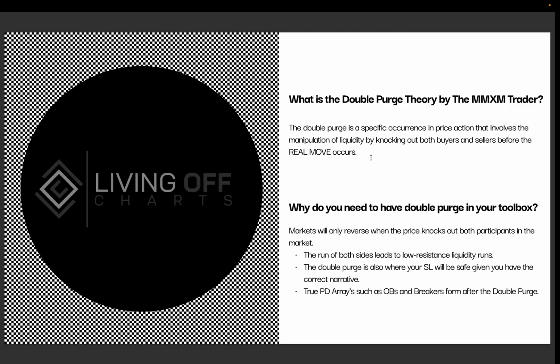Now, just take this statement in and think on it for yourself, how important this is. Why do you need to have the double purge in your toolbox? Markets will only reverse when price knocks out both participants in the market. The run of both sides leads to low resistance liquidity runs. It's also where you're going to place your stop loss, given you have the correct narrative. And this is when true PD arrays form. It's post double purge. So your true order blocks, breakers, fair value gaps, they form after a double purge, not before.